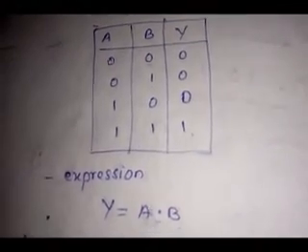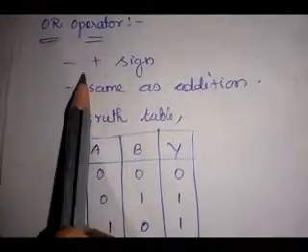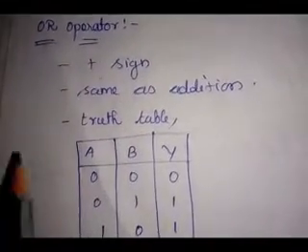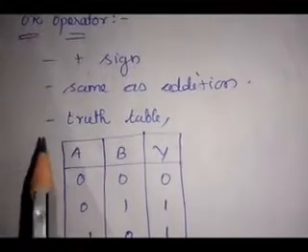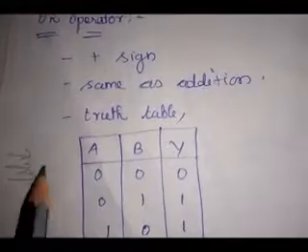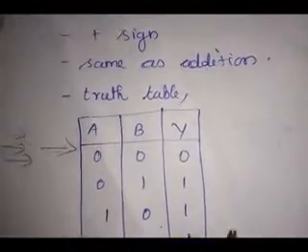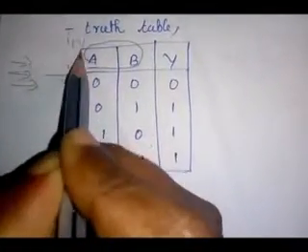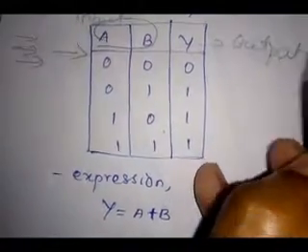Next operator is OR operator. It uses the plus sign. It is the same as addition. It has two or more inputs and only one output. See here, this is the truth table. Here A and B are the inputs. Then Y is the output. How it is working, we will see.